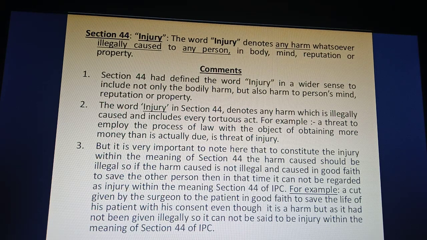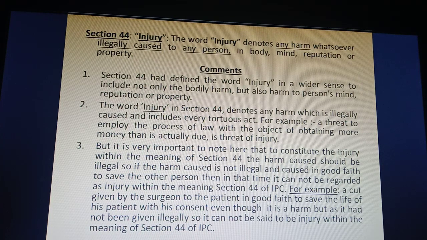tortious act. For example, if a person is giving a threat to another person that I will sue you in a court for a sum which was not due, or for a sum which is very excessive in comparison to the real amount due. This is a threat given to another person which affected that person in his mind, so it can be regarded as injury. For example, a threat to employ the process of law with the object of obtaining more money than is actually due is a threat of injury.